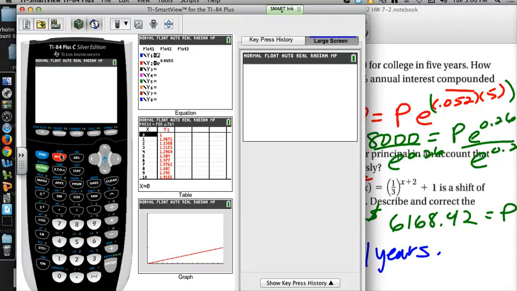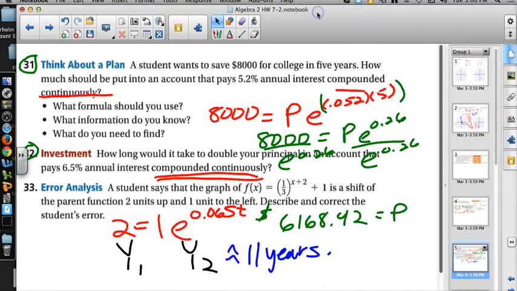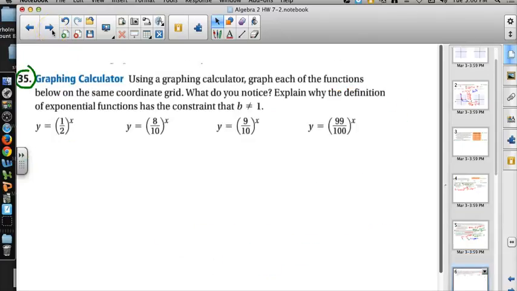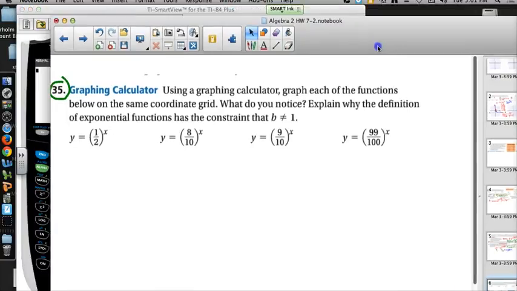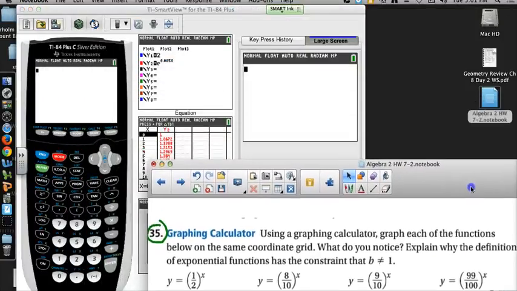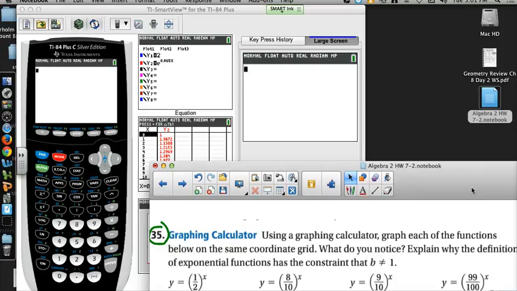My calculator is all set, just in case I have another one here that I'm going to need that for. And let's continue on. Number 35 says, using a graphing calculator, graph each of the functions below on the same coordinate grid. What do you notice? And explain why the definition of exponential functions has the constraint that b cannot be 1. So as I look at these, I notice, well, b is not 1. You know, first it's 1/2, then it's 8/10, then it's 9/10, then it's 99/100.